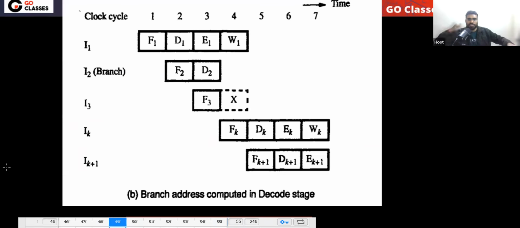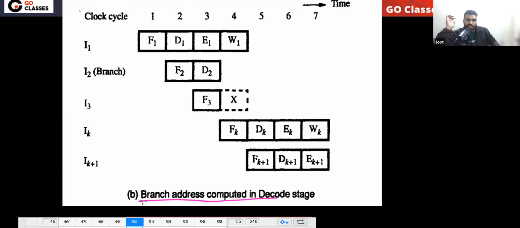Did you understand it clearly? In the decode stage, if by chance we resolve, then what will happen? The same previous question, but in the decode stage, if we can somehow find the target address, tell me, then what will happen? The same previous 4-stage pipeline, but if the branch address, the target address, is computed in the decode stage, then what will happen?